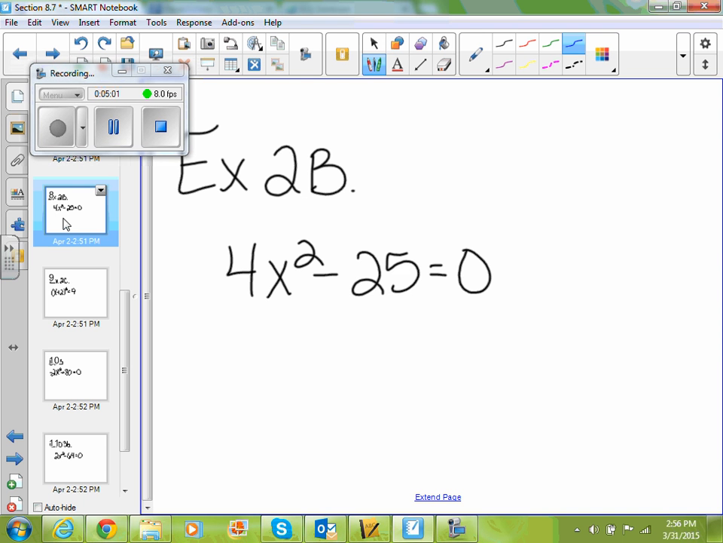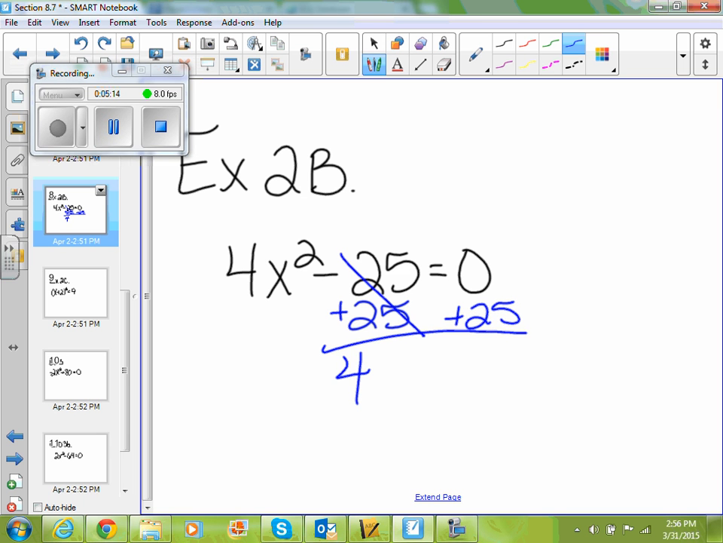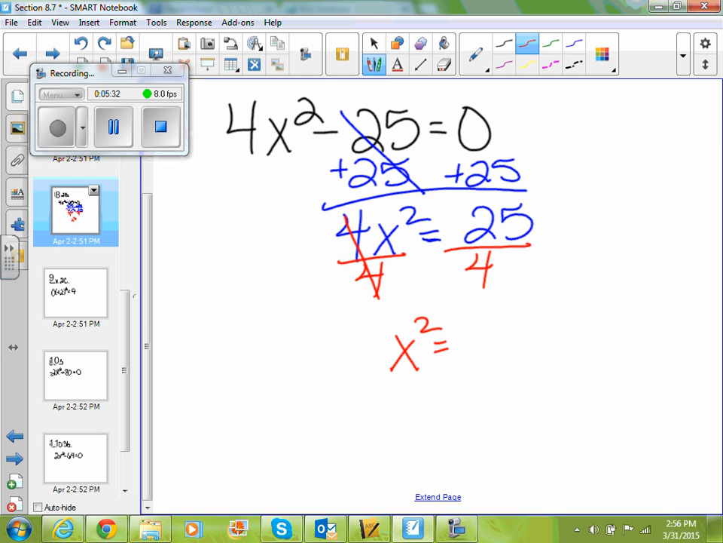Alright, so 4x squared minus 25 equals 0. What do I need to get rid of first? The negative 25, so how do I get rid of that? What's 0 plus 25? Okay, now what do I need to get rid of? What's with my square root first? 4, so I need to get rid of the 4 first. So I end up with x squared equals 25 over 4. Right? I'm just going to leave it as a fraction.